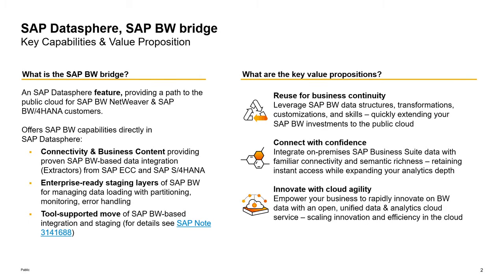So items like connectivity and business content, working with those proven BW-based extractors to extract data from ECC or S4HANA into the BW system. Same concept works here with BW Bridge, where we extract that data from ECC or S4 via the extractors into the BW Bridge layer.